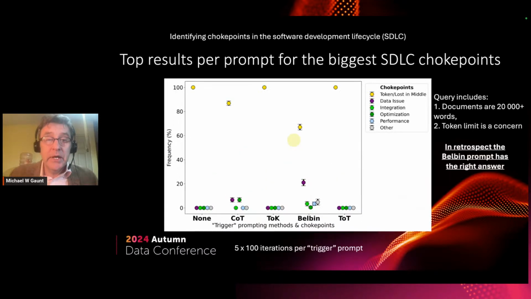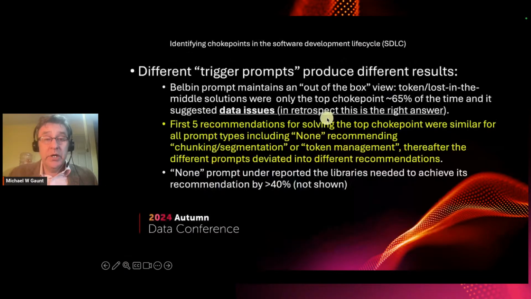So let's just flip back and explain. That's this graph here. We've asked it, what are the choke points? Belbin has said 65% of the time it's token management, lost in the middle solutions, but 20 to 25% of the time it's about data issues. None of the other prompts have identified that. And I was quite impressed by that.